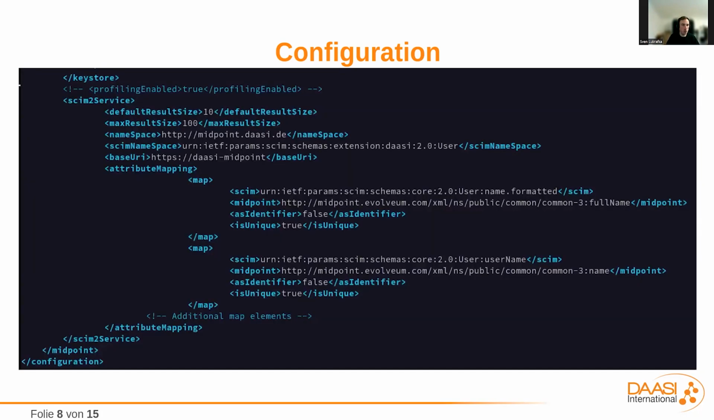So then I want to show you an example of how it can look. This one is an example config XML. So you see the key store at the top, and under that you can just put your SCIM2 service configuration, but actually you can place it wherever you want inside the config XML. So we have the default result size, max result size, and so on. So all the configuration attributes we just talked about.